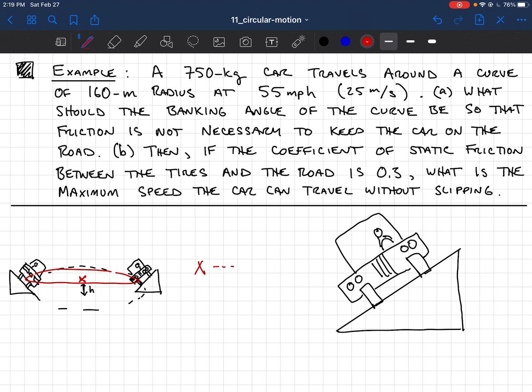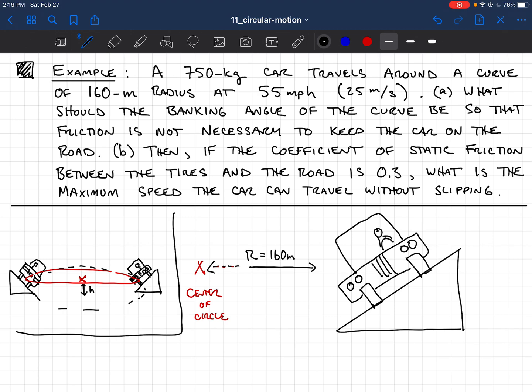So that's the picture, which means that on the first picture that I drew, there should be a center of the circle somewhere here. So this is the center of the circle. And then there's a radius, which could be large, which goes from there to there. And the radius, we're told, is 160 meters.